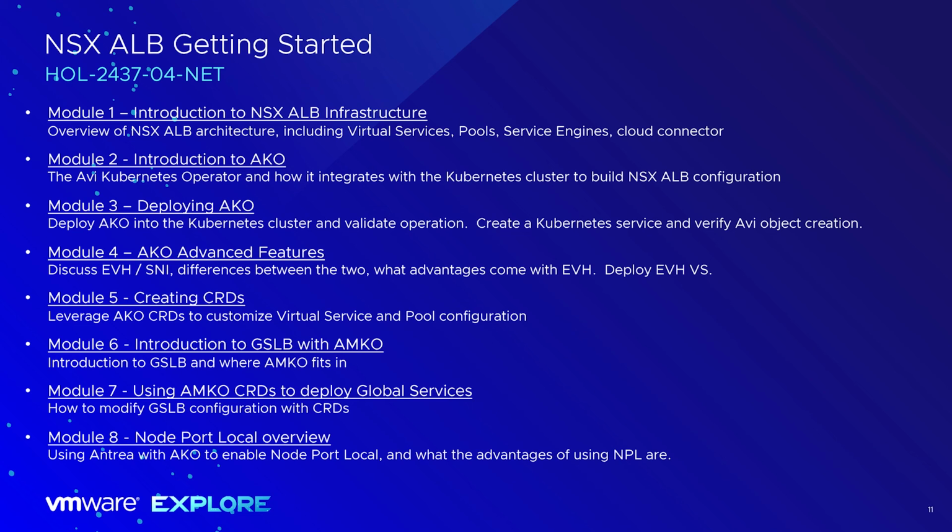CRDs for how to adjust parameters after the fact, so there's a certain way a virtual service will get created based on the Kubernetes service, and maybe you need to change things like a different certificate or a different SSL cipher or something like that. The CRDs will help you modify that configuration. And then GSLB, how do I take Kubernetes applications at different data centers and make them look like one FQDN? And then a quick overview of node port local, which is going to be talked about in depth later, I hope.